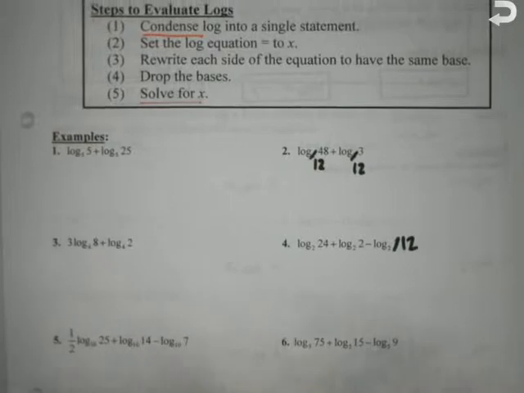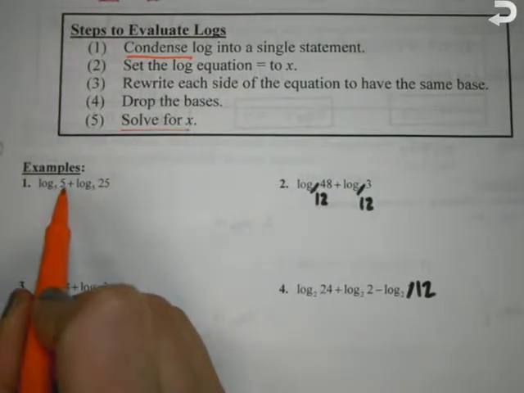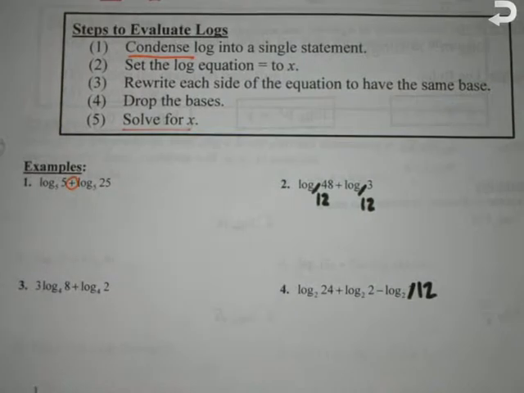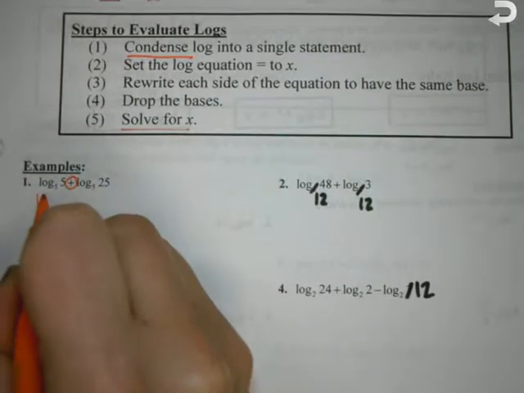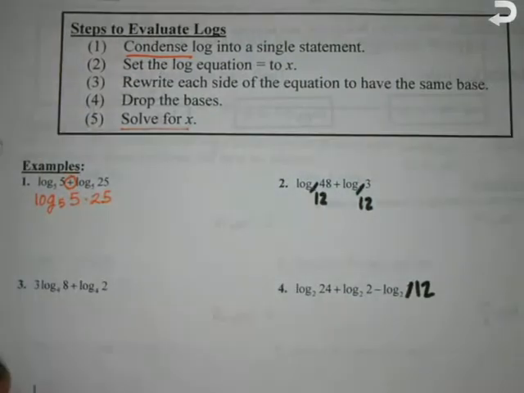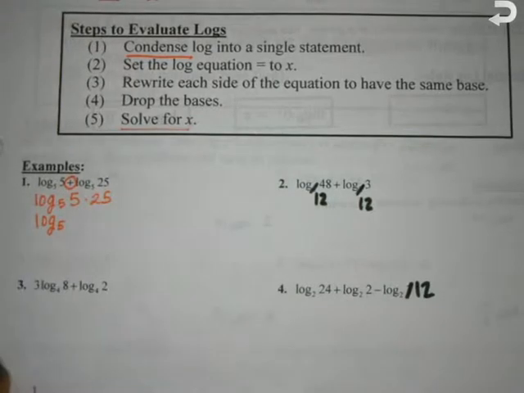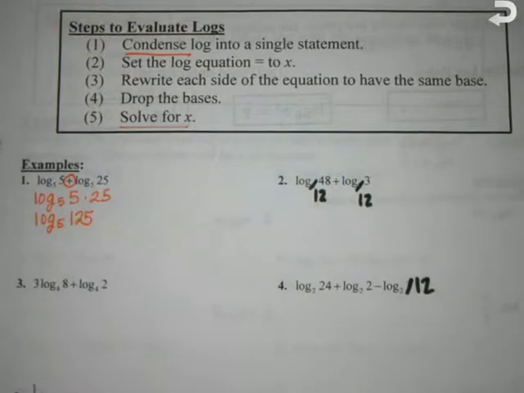So example 1. The first one, we have log base 5 of 5 plus log base 5 of 25. If I'm adding those, how can I condense it? What rule is that? Product, quotient, or power? That's product rule. So the first thing we're going to do is rewrite it as log base 5 of 5 times 25, right? So that's log base 5. 5 times 25 is 125. Okay, so we have log base 5 of 125.